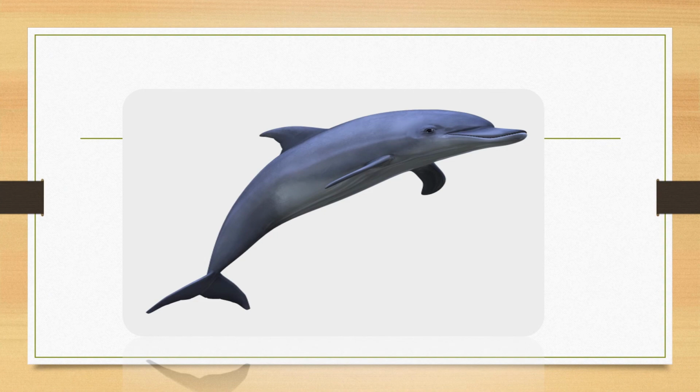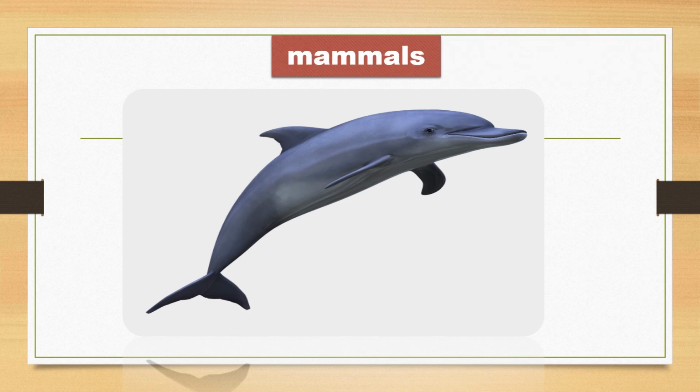This one, what is the name? This one is a dolphin. Now, dolphins live in water. What classification of vertebrates is this? Is it a fish, amphibian, reptile, or what? It is mammals. So dolphins are considered mammals. They have mammary glands. So they are mammals.